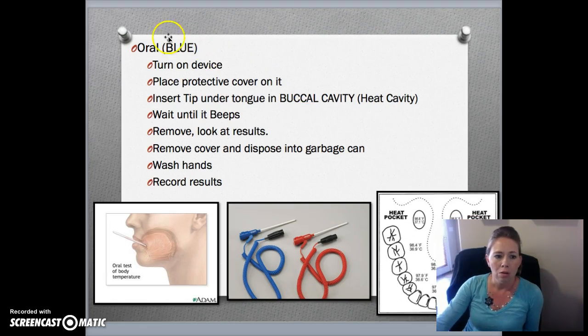If it's an oral, it's a blue thermometer. If you look, there's a blue and a red. The red is for rectal, blue is for oral. Just think of them drinking water, it's going to be blue. Turn on the device, put on the protective cover, insert it into the buccal cavity, which is right underneath the tongue, in the heat pockets. There's another picture to the side. Wait for it to beep, remove, look at results. Remove and cover, dispose of the protective cover in the garbage can, wash hands, and then record.